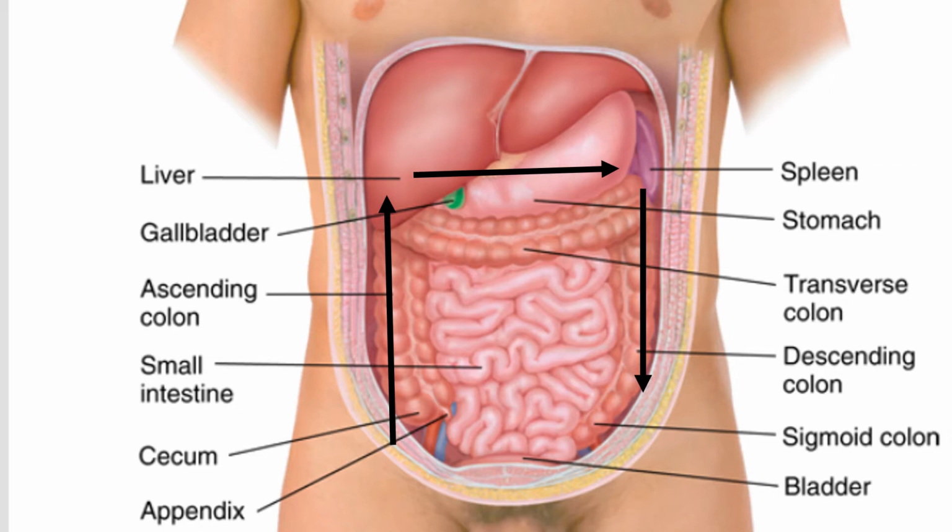The pancreas produces insulin, glucagon, and digestive juices. The kidneys, ureters, and bladder rid the body of water-soluble waste, and these lie behind the GI tract. The GI tract is responsible for ingestion, digestion, absorption, and elimination.